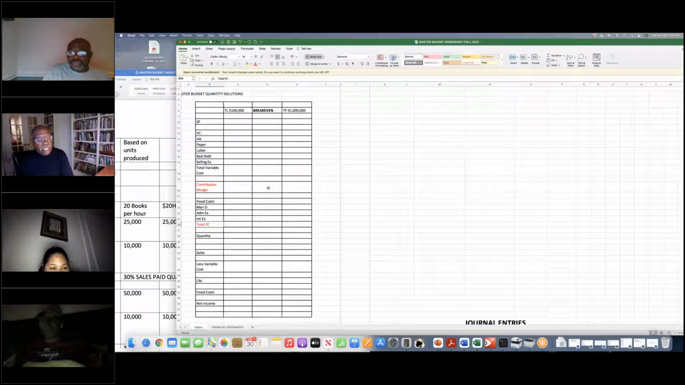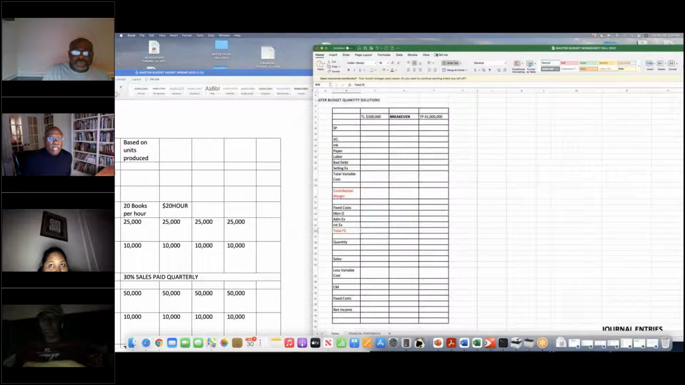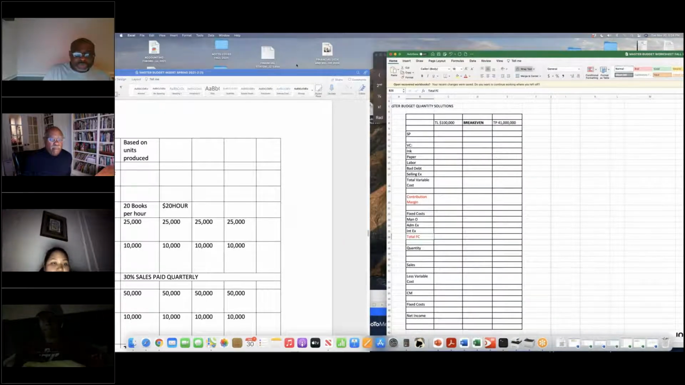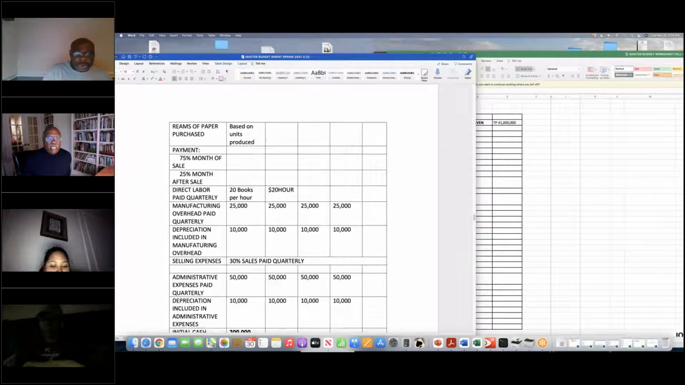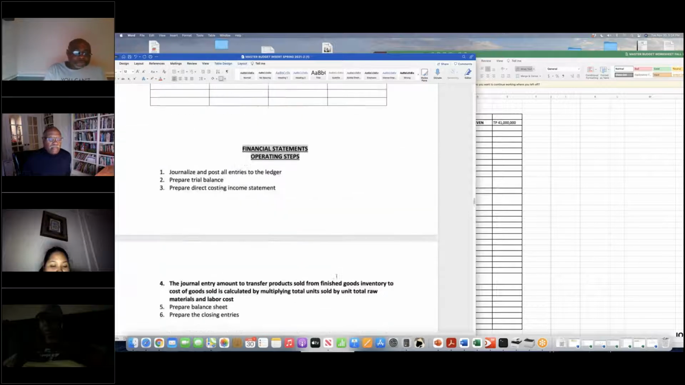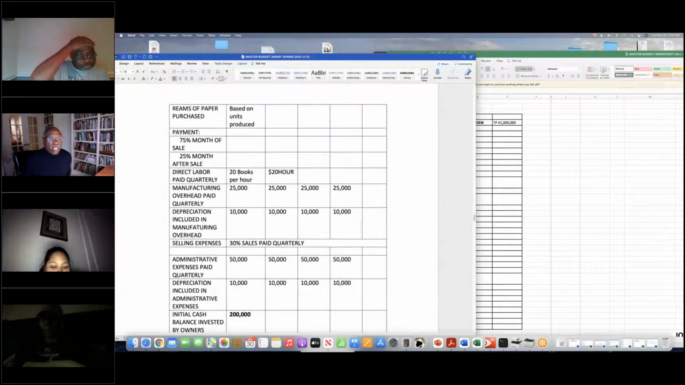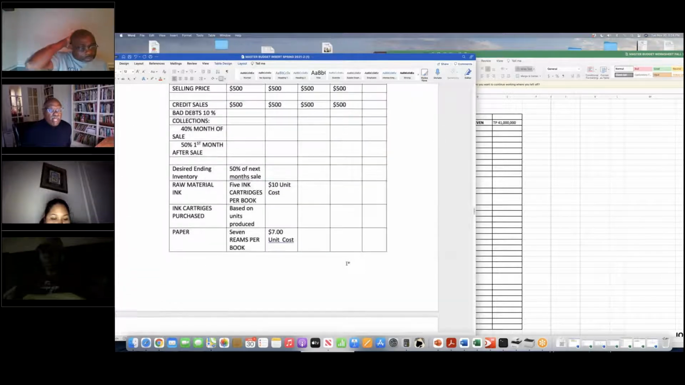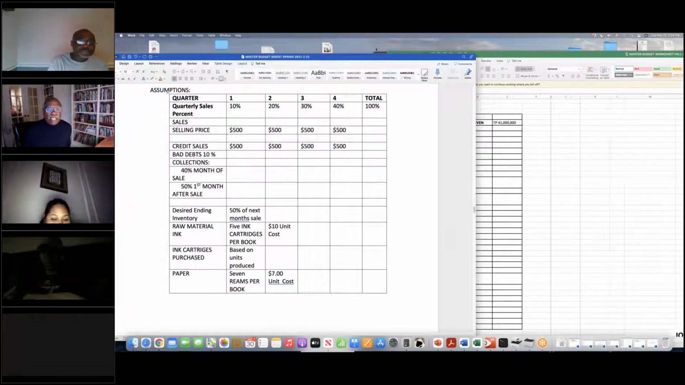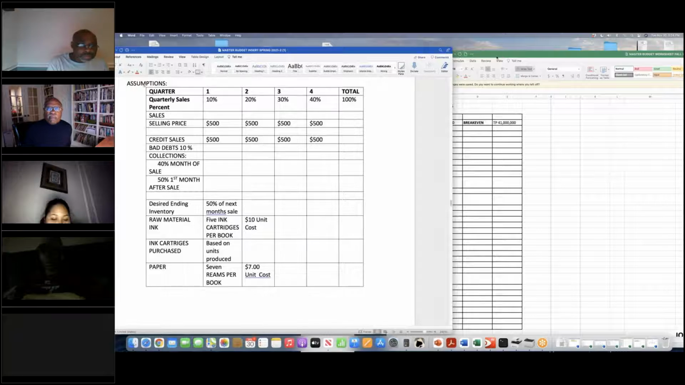So let's do that then. Let's go to our assumptions and put those amounts in. We want the selling price first in our assumptions. And so it tells us that our selling price is what?